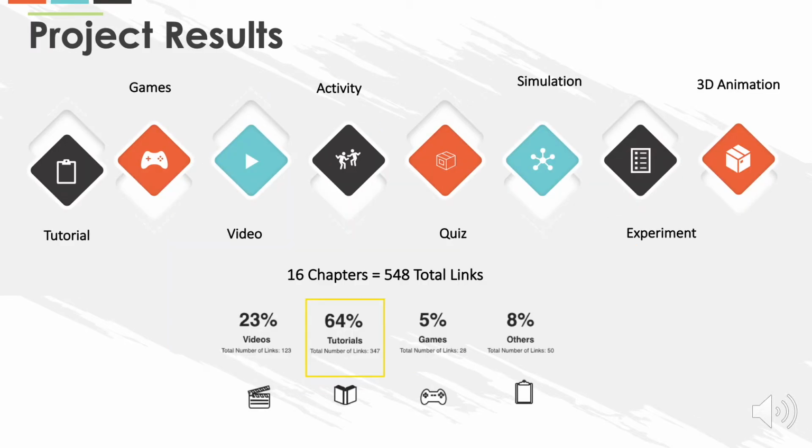Project results. Based on learning outcomes, each chapter is divided into several subtopics. The team collected 9 different types of resources considering learning outcomes and goals, such as tutorials, games, and videos.